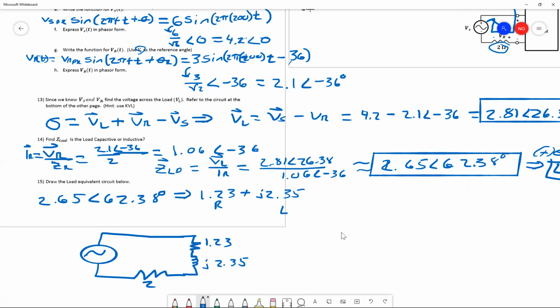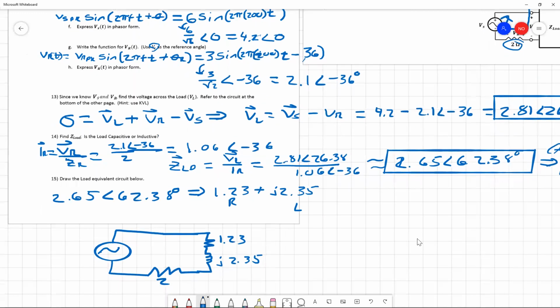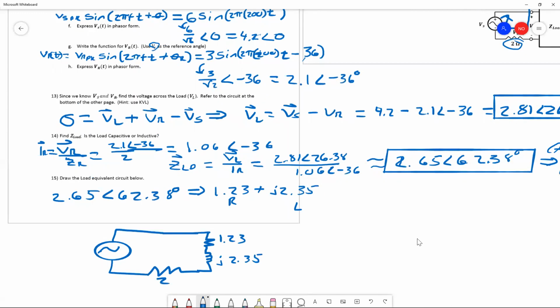And this source still has the same source value, which was 4.2 angle 0. And that's it. That's problems 12, 13, 14, and 15.